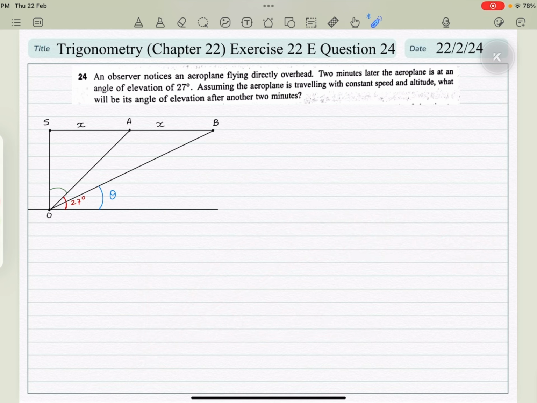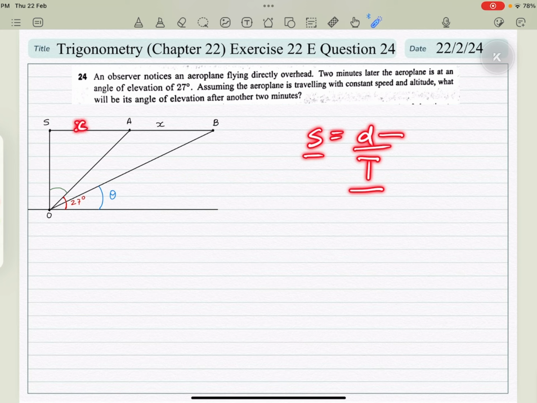So firstly, what is the angle of elevation? If this is point A and this is point B, then the angle of elevation is this angle theta. This is the initial position of the plane, this is the observer. When it moves the first 2 minutes, it travels a distance of x, and when it moves another 2 minutes, it travels a distance of x, because speed is distance upon time, and if speed is constant and time is constant, then distance is also constant.